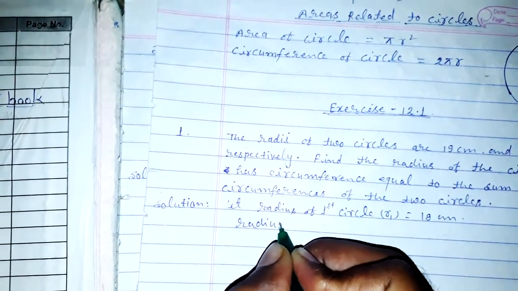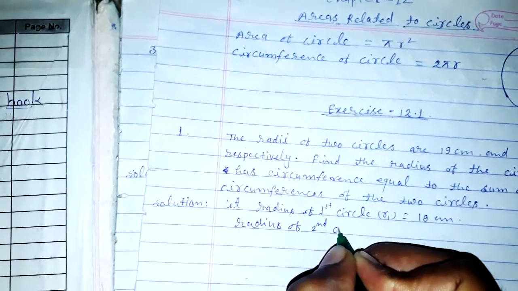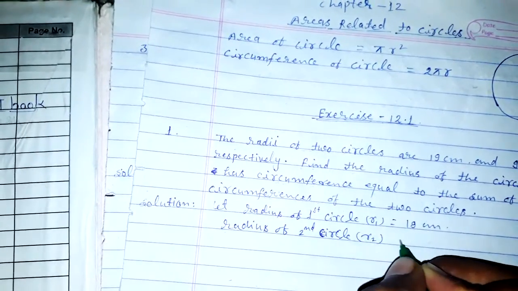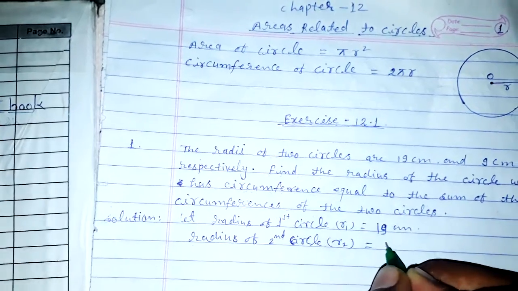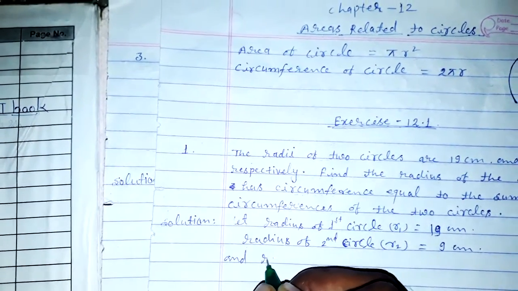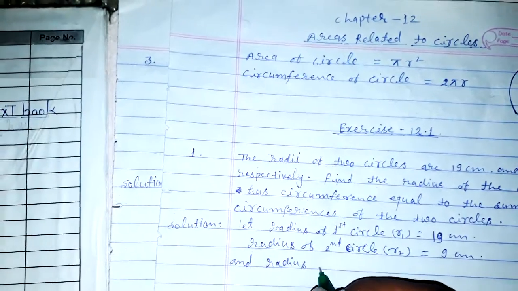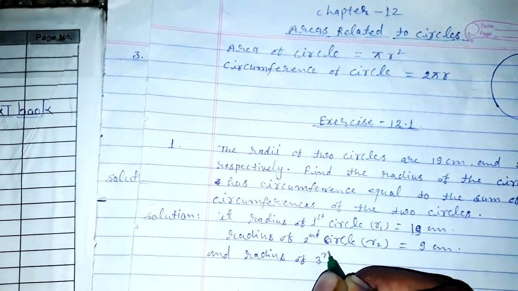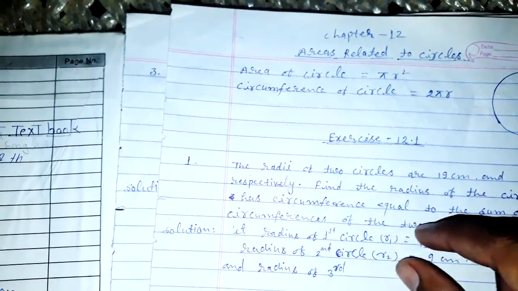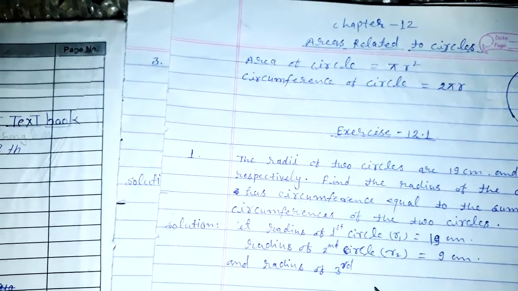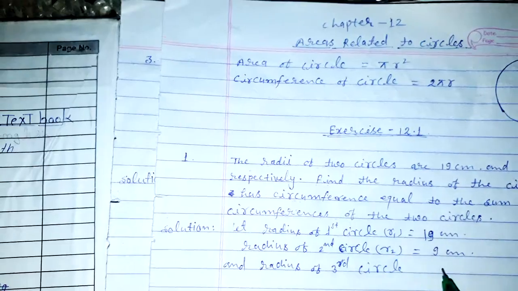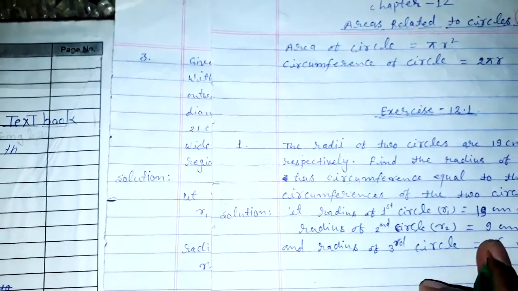Radius of the second circle, r2, is equal to 9 centimeter, and the radius of the third circle, this is also a new circle whose circumference is equal to the sum of the circumferences of the first two circles, is r centimeter.